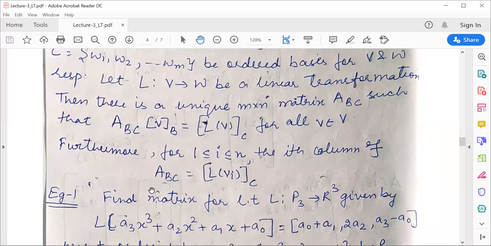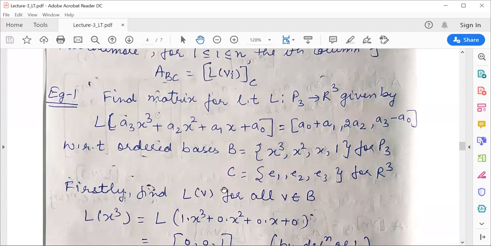The columns of A_BC are what? The first column will be the coordinate vector of L of V1 with respect to the ordered basis C. The second column will be the coordinate vector of L of V2 with respect to the ordered basis C, and so on up to n.